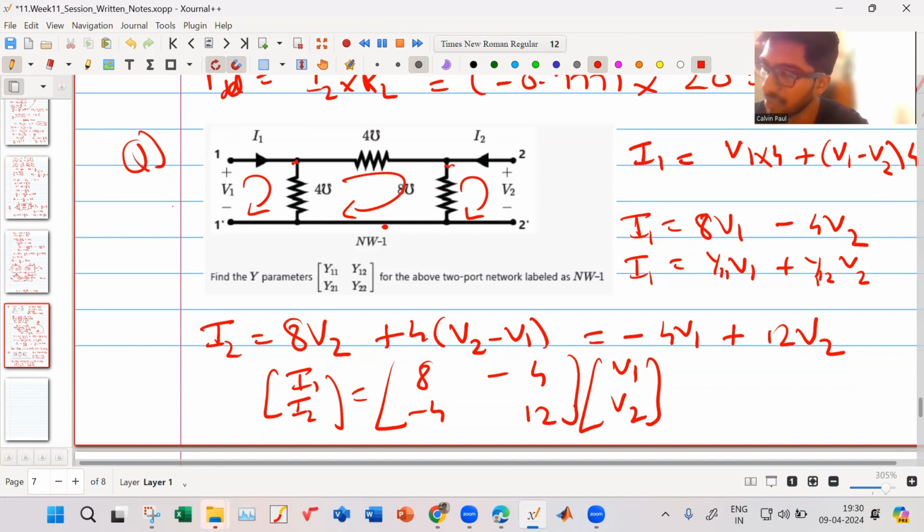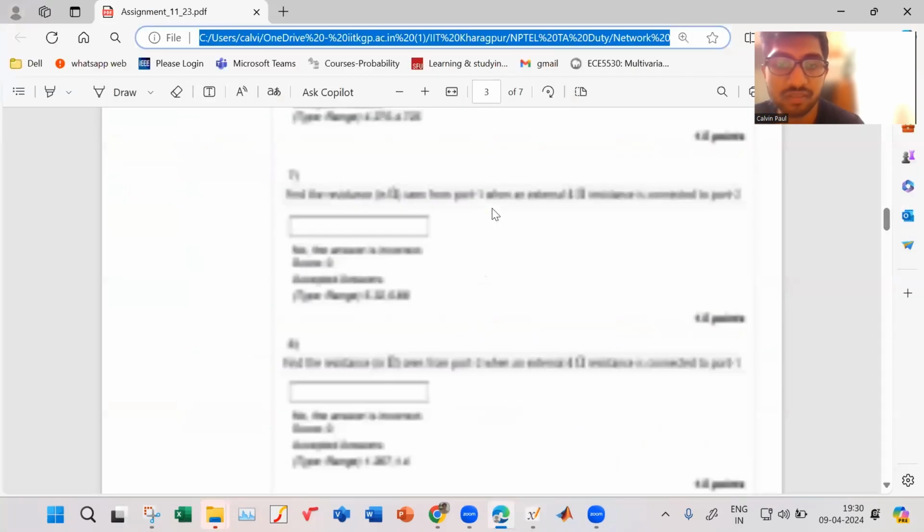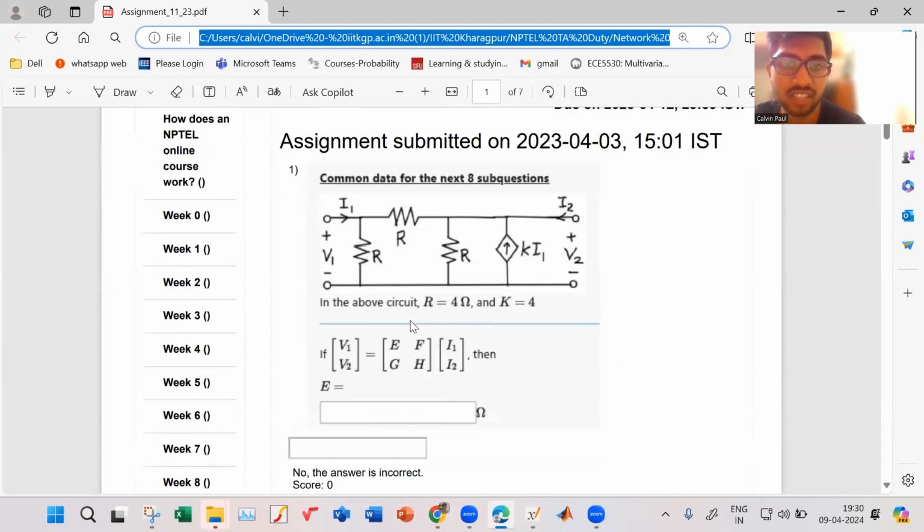One recommendation by me is if you have a 2-port network sum, don't try to do V2 is 0, I2 is 0, and then solve. Because if you see the first sum, it took us lots and lots of time. And to my knowledge, if we had just solved the equations and then did suitable rearrangement, it would have been much simpler. The first sum which we solved, we had to find E, F, G, H. For that one, we made I2 0 and solved the equations. Then we made I1 equal to 0 and solved the equations.